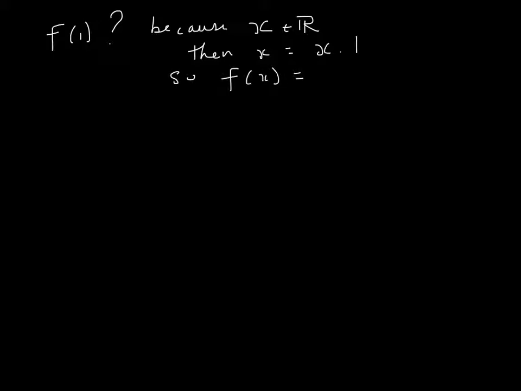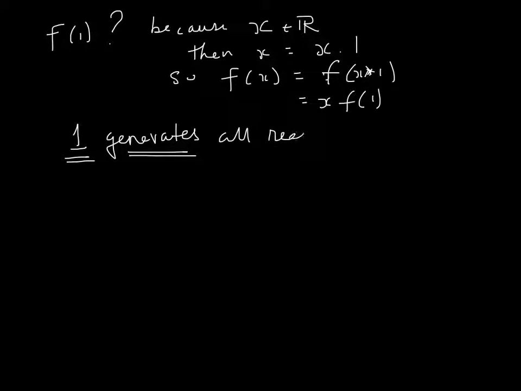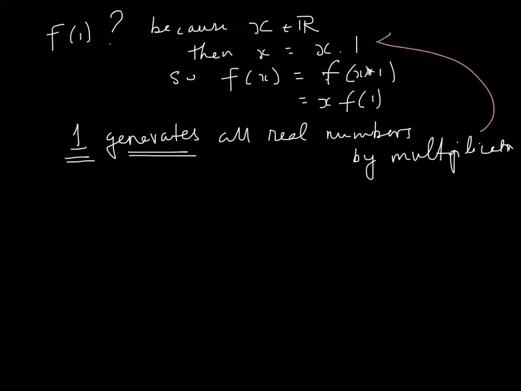The next step is, when we did the one from the real line to the real line, we focused on f of 1. Why did we do this? Because if you take x a real number, then x is equal to x times 1. So f of x you can compute as f of x times 1, which is equal to x times f of 1. So knowing f of 1, you can know any f of x. So 1 generates all real numbers by multiplication. What does that mean? That means exactly this: every number x is x times 1.